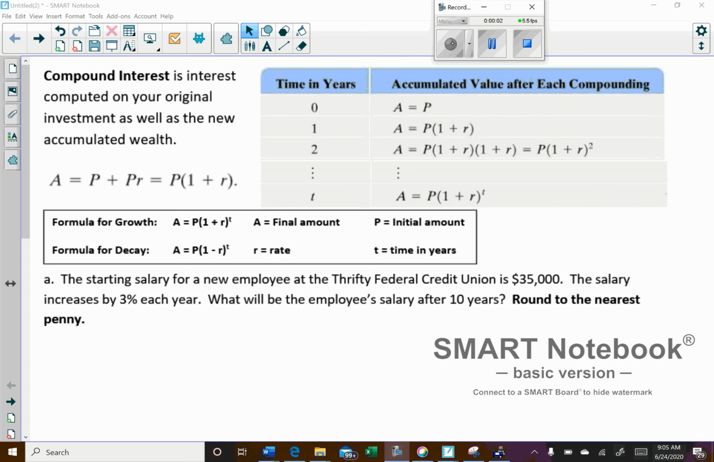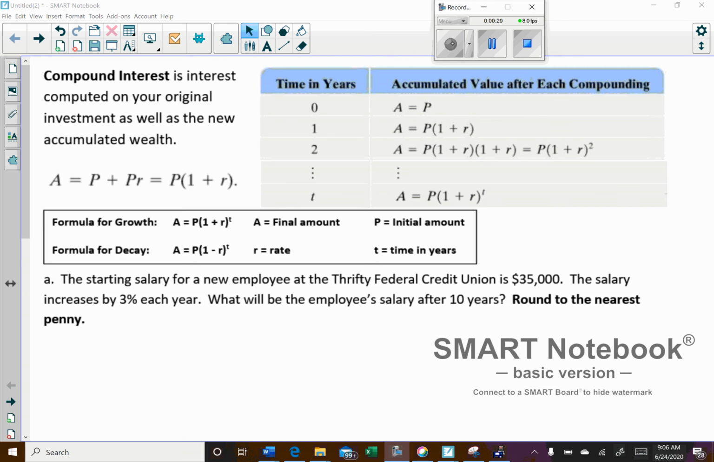Okay, so now we're going to look at some application problems with exponential functions. And there's actually some courses you could take that focus a lot on this kind of stuff. So we're going to just touch the surface on this, but we're going to look at compound interest. Compound interest is interest computed on your original investment as well as your new accumulated wealth.